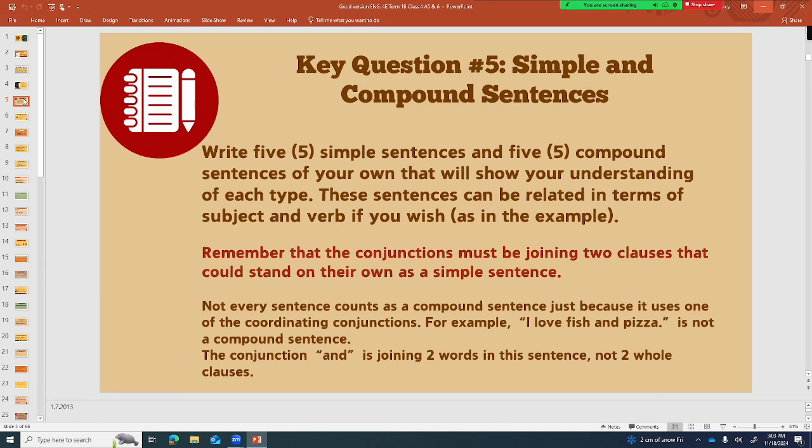A complete clause has a subject and a verb and can stand alone on its own as a simple sentence. Not every sentence counts as a compound sentence just because it uses one of the coordinating conjunctions. For example, if you wrote, I love fish and pizza, that's not a compound sentence. Because in this case, the conjunction and is just joining fish and pizza, not 2 whole clauses. And I mention that because I've had that misunderstanding come up a few times.